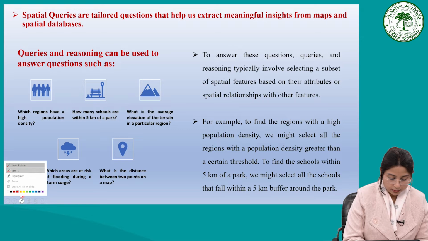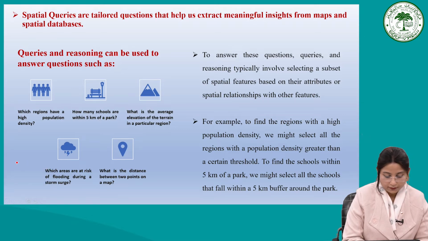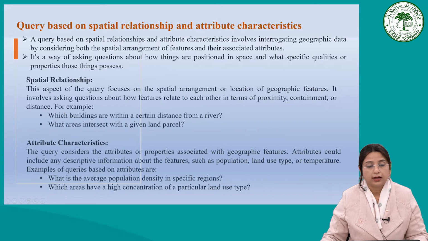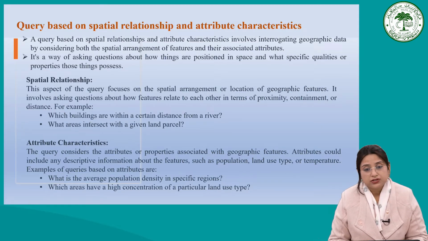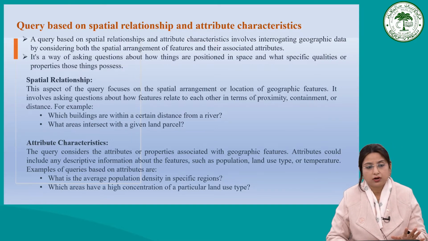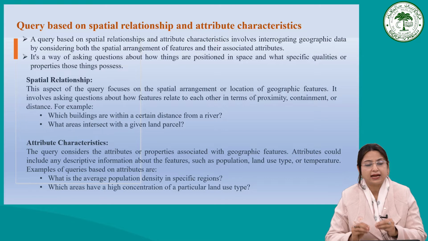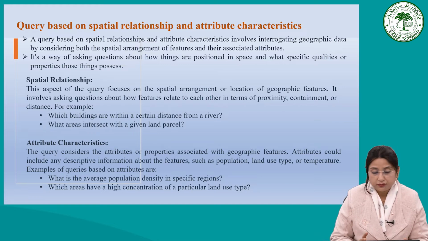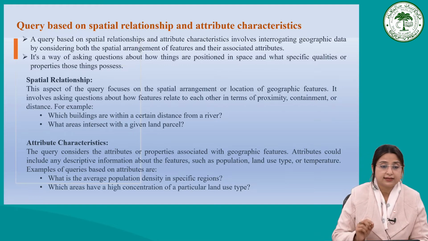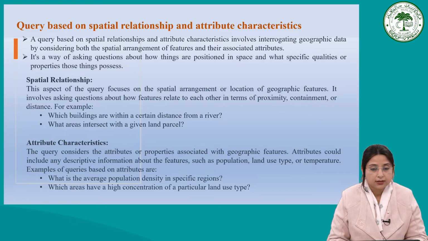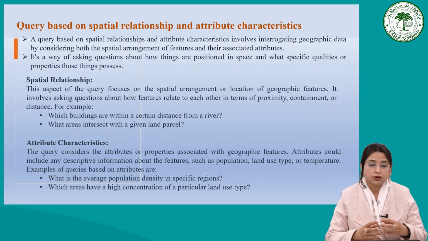So these are all the different features which we have already seen. Now, queries based on spatial relationships and attribute characteristics. When we talk about a query, it is a simple question to be answered, posed by the users or the analyst. There may be different types of queries. Here we are going to study two major types, that is, the query based on spatial relationships and attribute characteristics. The spatial relationship is totally related to space.